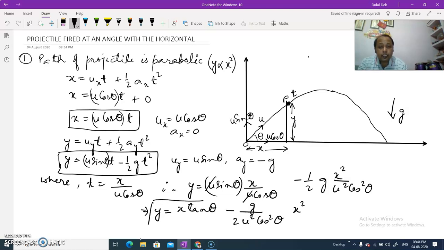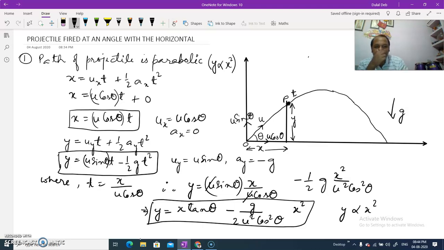Now look at the equation here. In the second term you can see that y is directly proportional to x square. And if y is directly proportional to x square, then this equation represents a parabola, so the path of the projectile is parabolic. The projectile traverses a parabolic path.